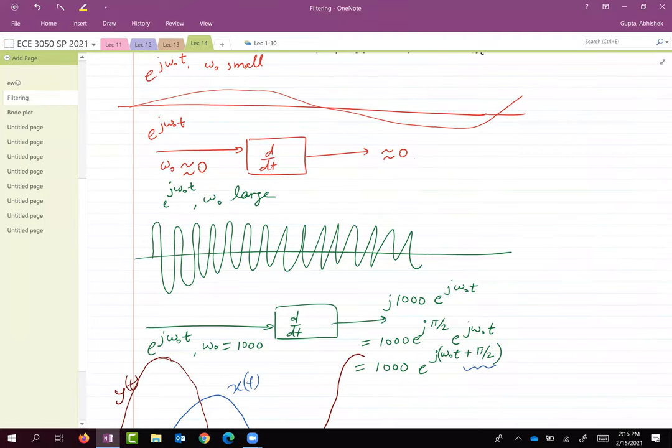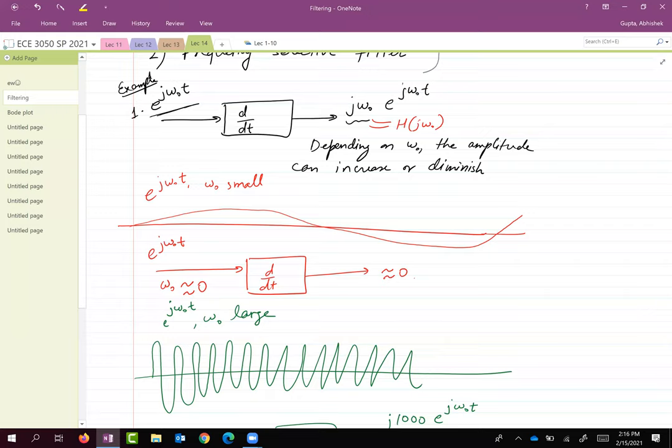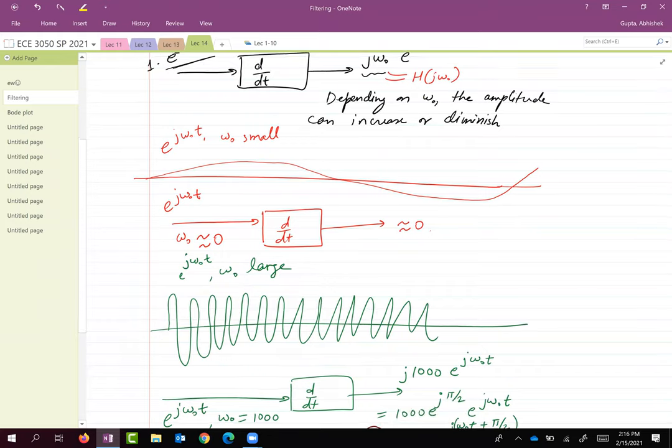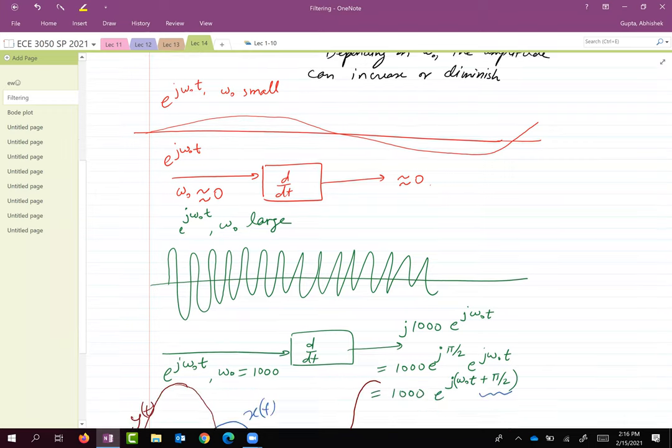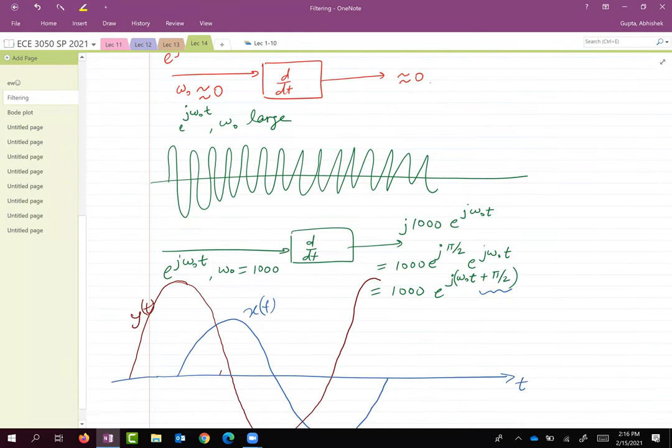This leads us to talk about filters. There are essentially two types of filters: frequency shaping filters and frequency selective filters. Instead of trying to talk about what exactly these filters do, let's just look at an example, which is just taking the derivative of the input signal. We notice that this system seems to diminish low frequency signals, and it amplifies very high frequency signals along with a phase shift.